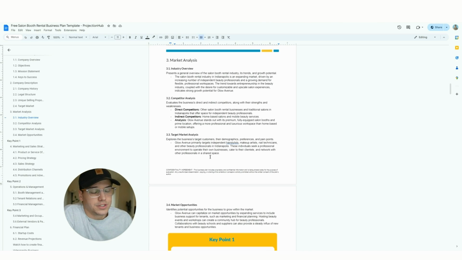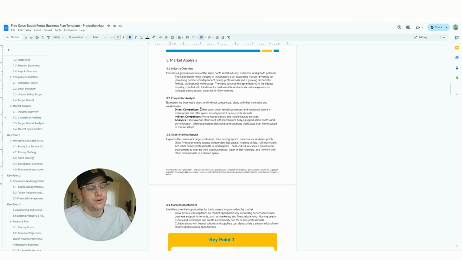When you're talking about the industry, you're needing to identify that there's room in the market for another hair salon, but that also you think that there's a need and a demand for a booth rent type salon in that area too, if that makes sense. So you can see the things that are included here. Competitor analysis.